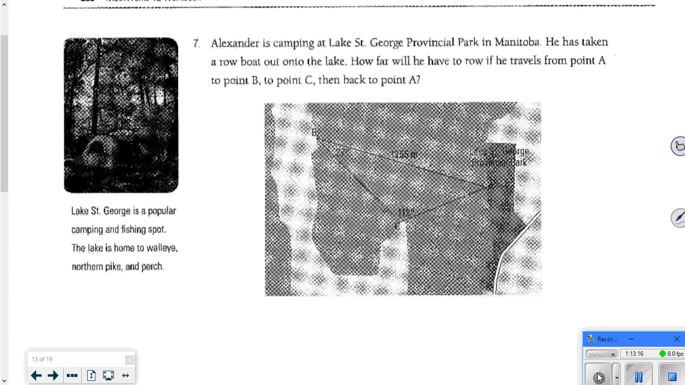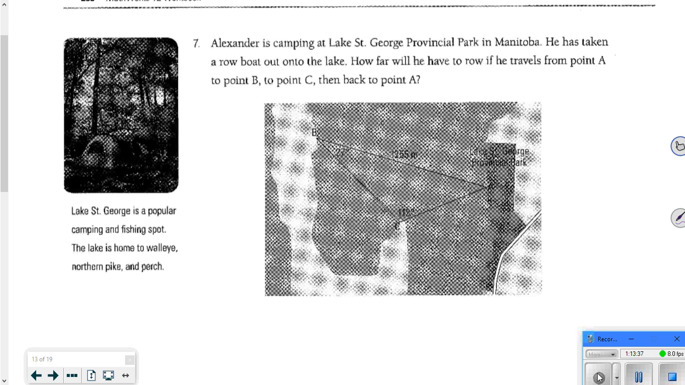Okay, so again, the diagram's not great in the scanned version I have, but this one says Alexander's camping at Lake St. George Provincial Park in Manitoba. He's taken a rowboat out onto the lake. How far will he have to row if he travels from point A to point B to point C, then back to point A? So he's basically making a triangle.